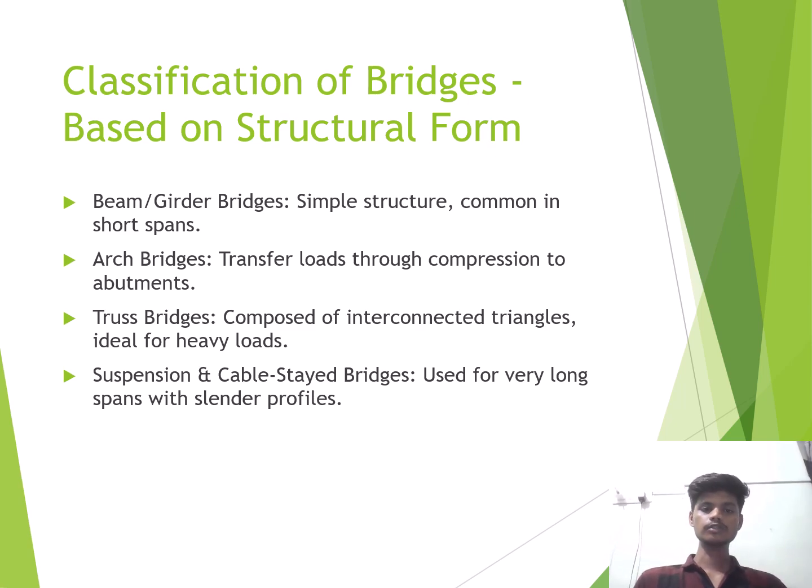And third one is truss bridge, composed of interconnected triangles, ideal for heavy loads. Fourth one is suspension and cable stayed bridges, used for very long span with slender profiles. Suspension or cable stayed bridges are nowadays popular because they are used for very long span.